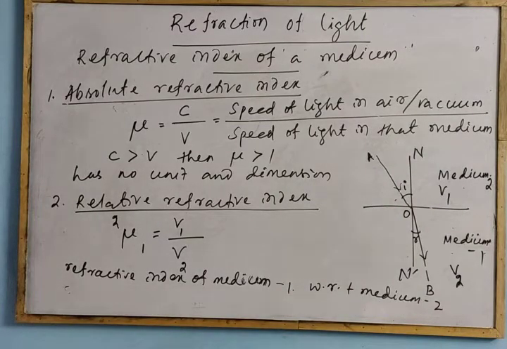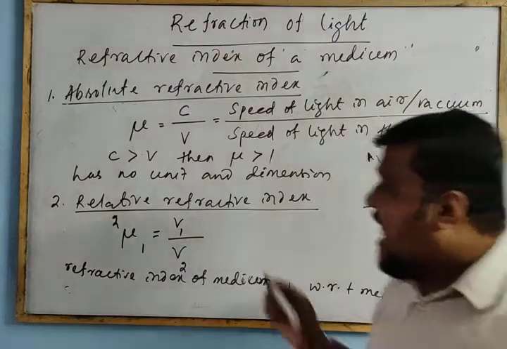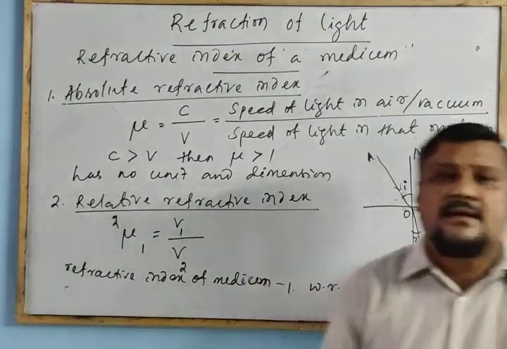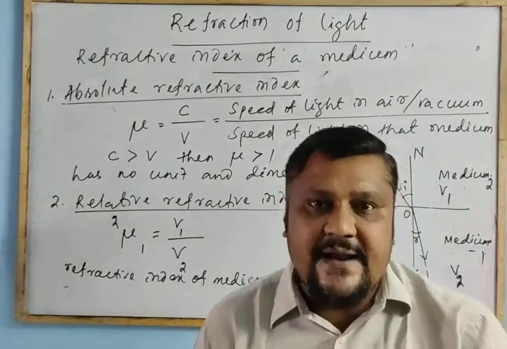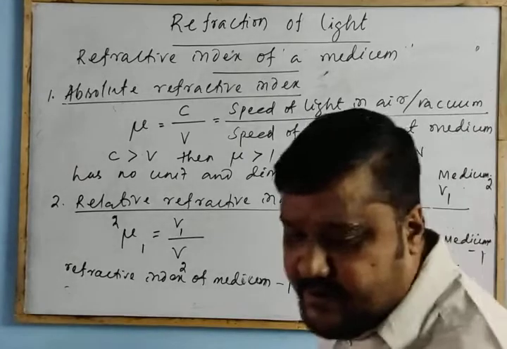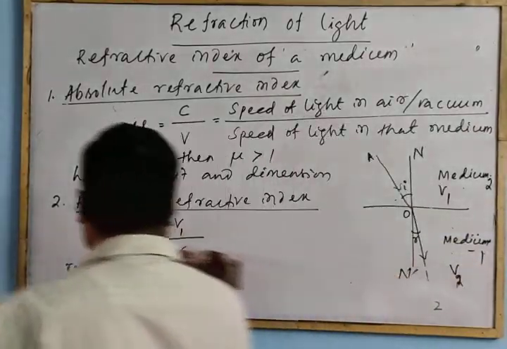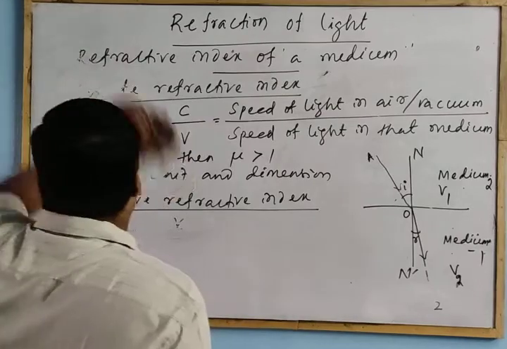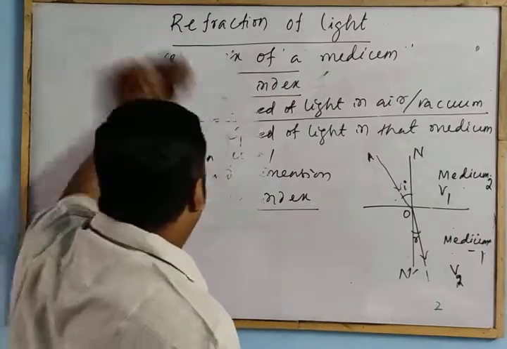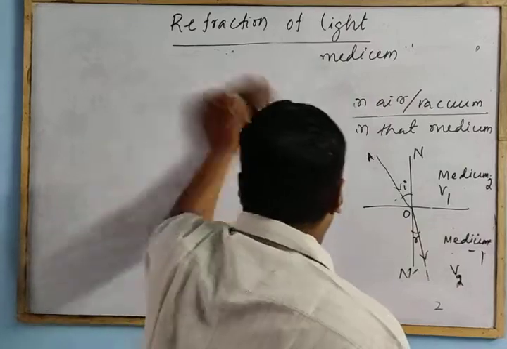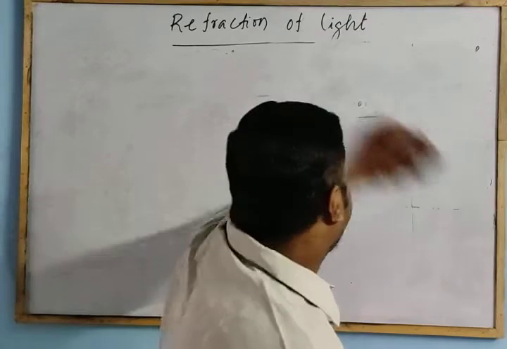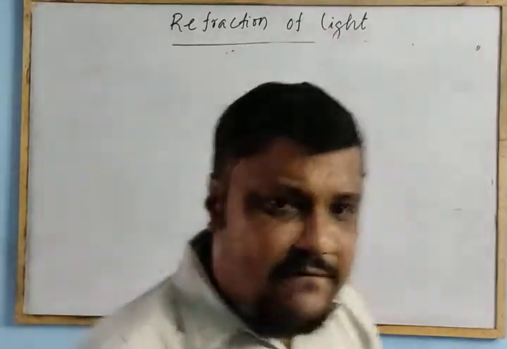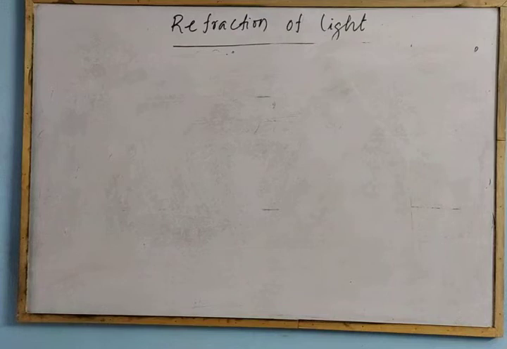And remember one thing, a medium having high value of refractive index is optically denser and lower value of refractive index is optically rarer. Okay? So a medium having high value of refractive index is optically denser, and the medium which has smaller value of refractive index is optically rarer medium.